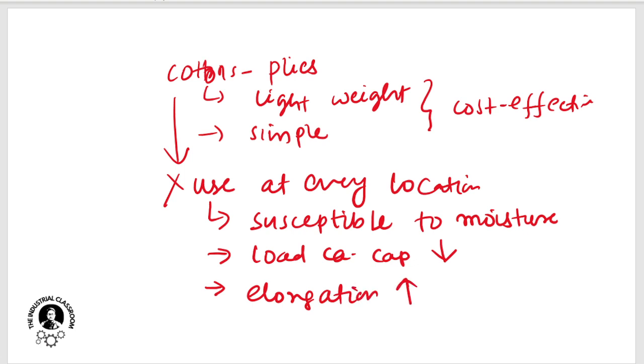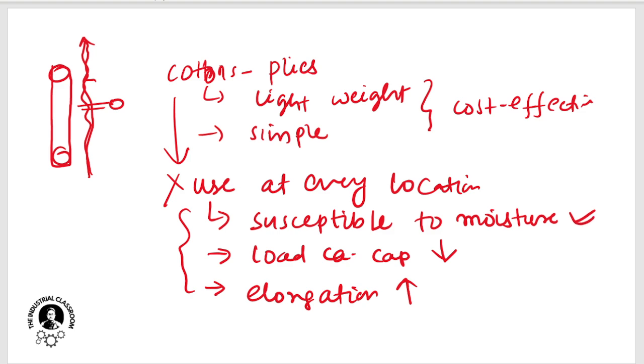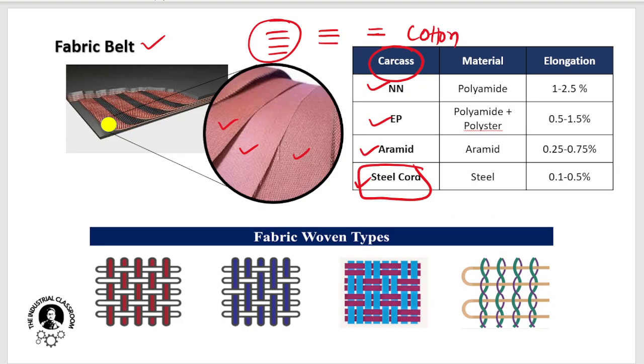Elongation is very high. So you can imagine that you have used a conveyor belt from your home to your shop. But when you run that conveyor, it elongates, and when you want to reach the shop, you cannot stop there because the conveyor belt has actually elongated to double its distance. So this is the problem with the cotton belts. The most important reason is that it is very susceptible to moisture and gets affected by it very much. So these are not used nowadays.